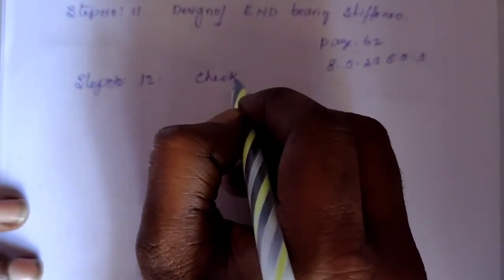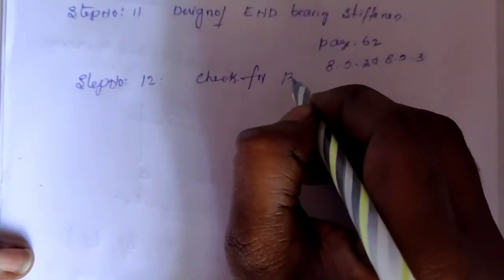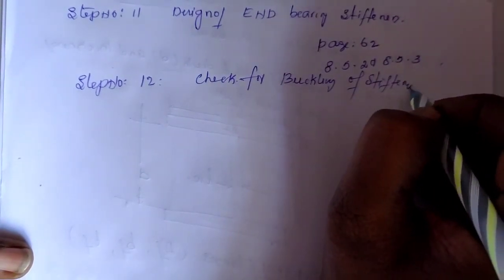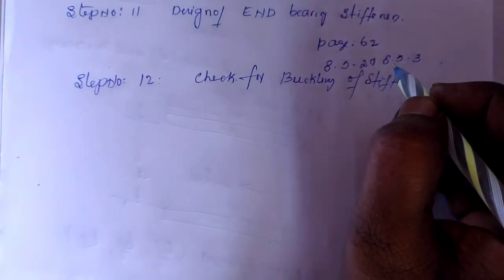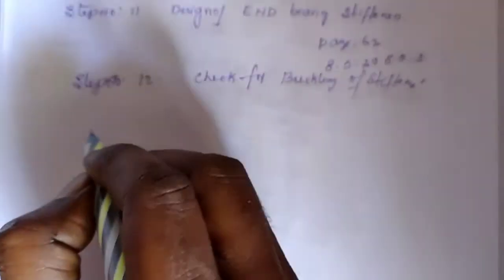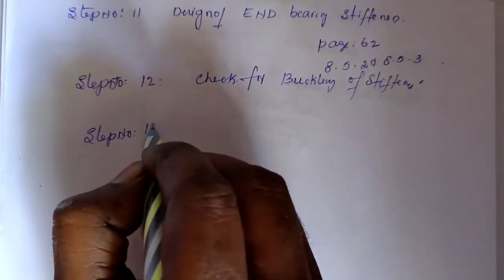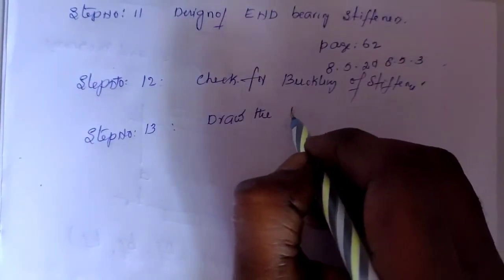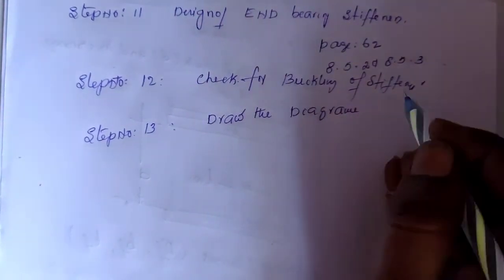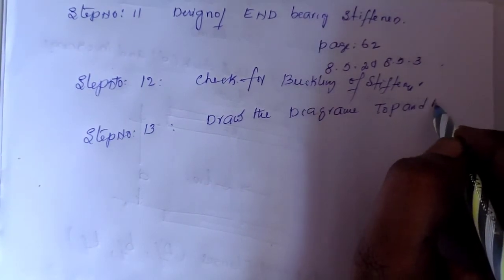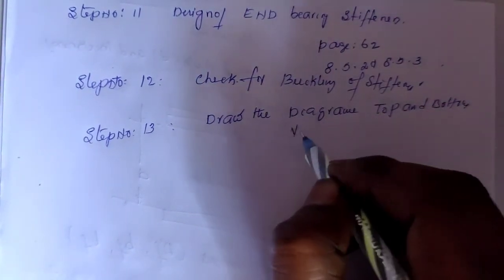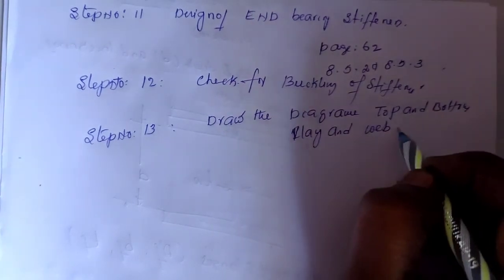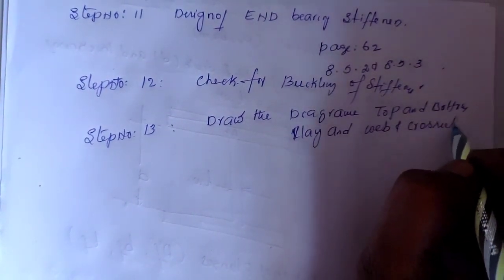check for buckling of stiffener. Check for buckling of stiffener. Next, last step 13: draw the diagram. Top and bottom flanges, and webs, and cross section.